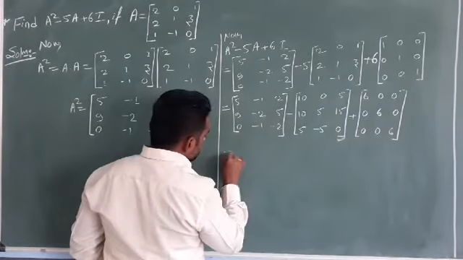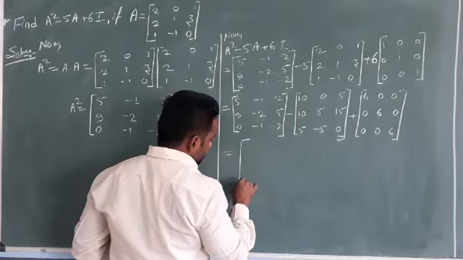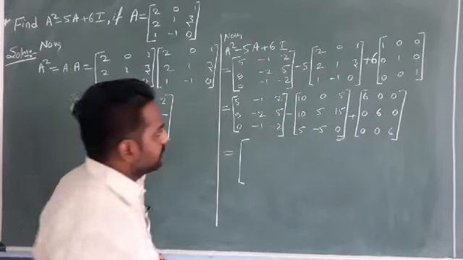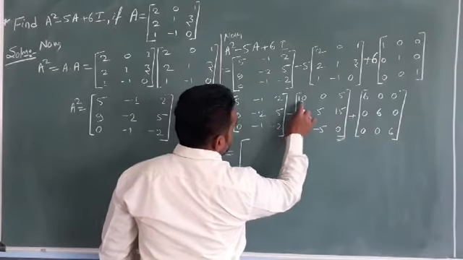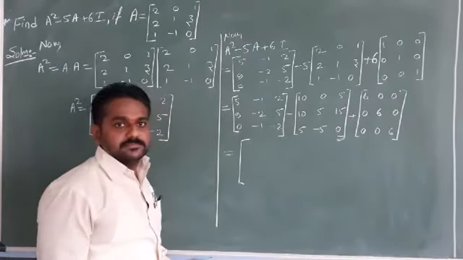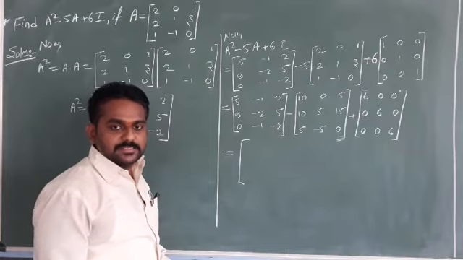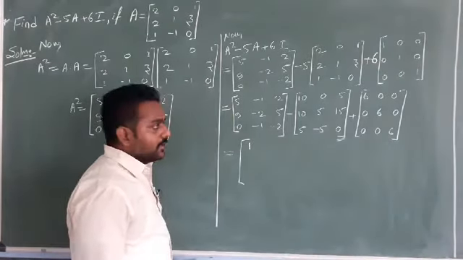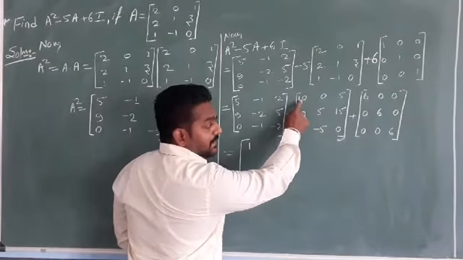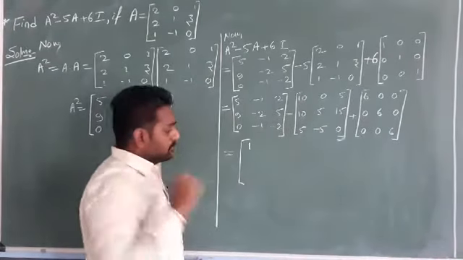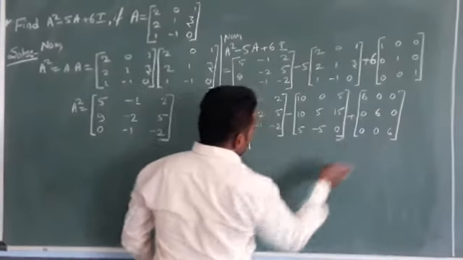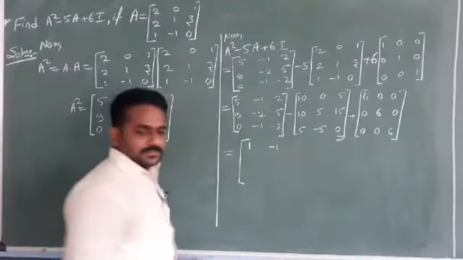So now the actual value of A square minus 5A plus 6I. See friends, 5 minus 10 plus 6, that becomes 1. Minus 1 minus 0 minus 0, so you get minus 1.